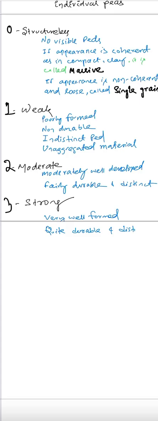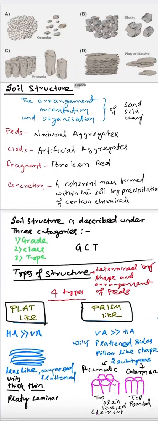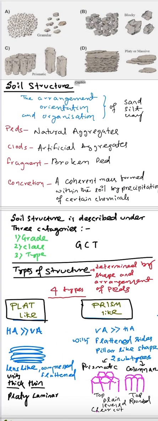So this is what we find with respect to soil structure. Here we can find different soil structures: granular, blocky, prismatic, and platy or massive. These are the types of soil structure, and in different examinations definitely 1 to 2 questions will be asked with respect to soil structure.